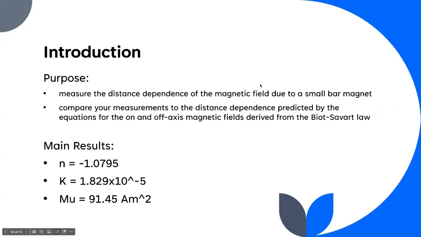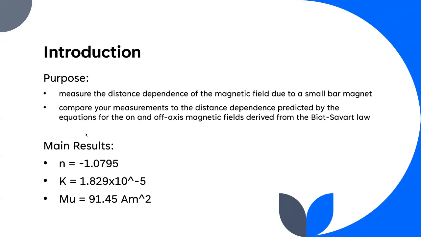So for the introduction, the purpose of this lab was to measure the distance dependence of the magnetic field due to a small bar magnet, then compare our measurements to the distance dependence predicted by the Biot-Savart equations for the on and off axis magnetic fields.